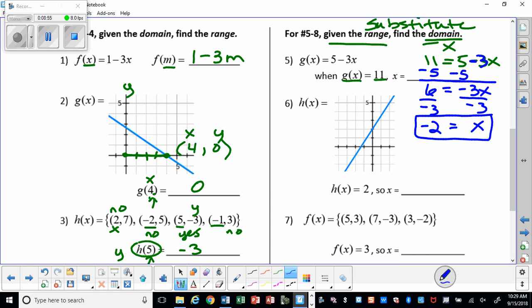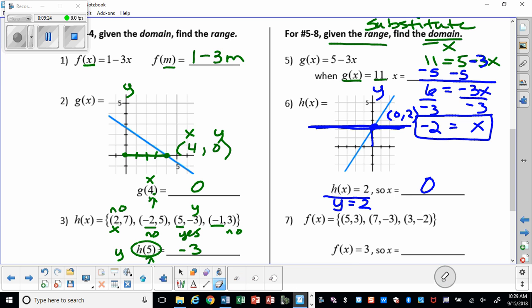And then for number 6, I know h of x is 2, so that's y equals 2. Alright, so I know that y is 2. What's the value of x there? Well, that would be that point, and the value of x there is 0. So when x is 0, y is 2. And you can see that point there.